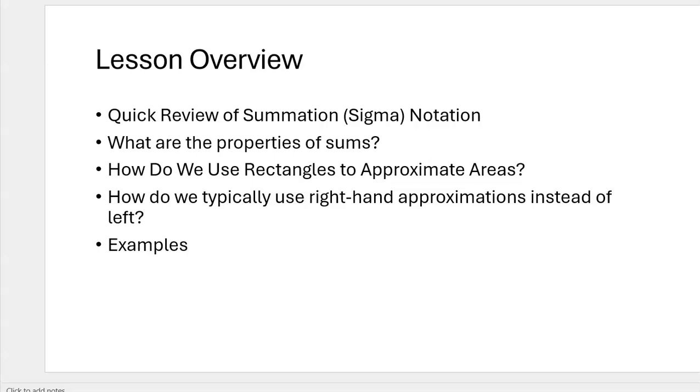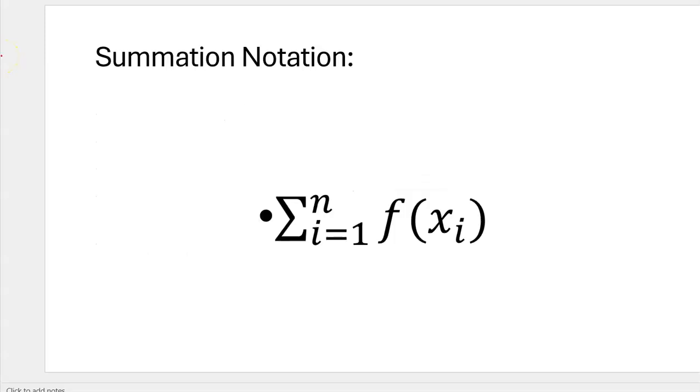And we're going to talk about how rectangles can be used to approximate areas, and why we typically use a right-hand approximation instead of a left-hand approximation. We did both during a lab prior to this lesson, but I want to make sure that we know why a right-hand approximation is usually a little bit easier for us to handle, along with some examples. So first we're going to talk about what the summation notation looks like.